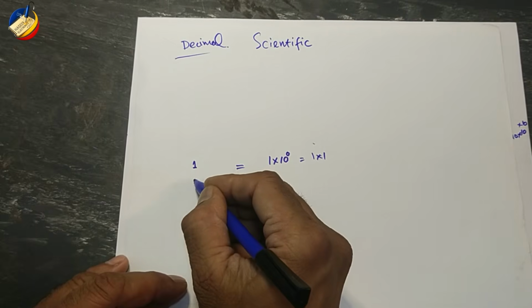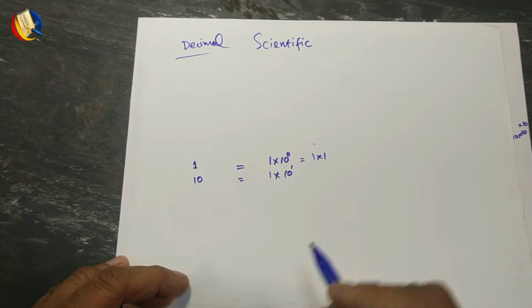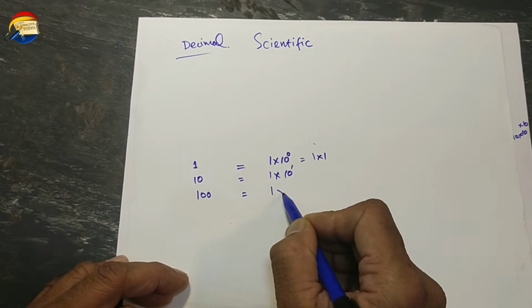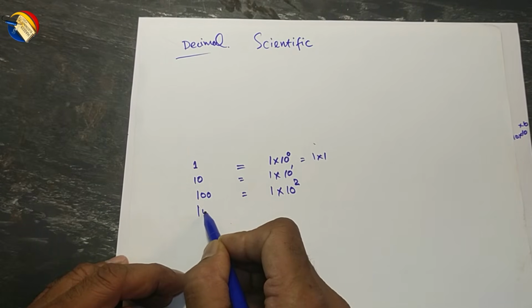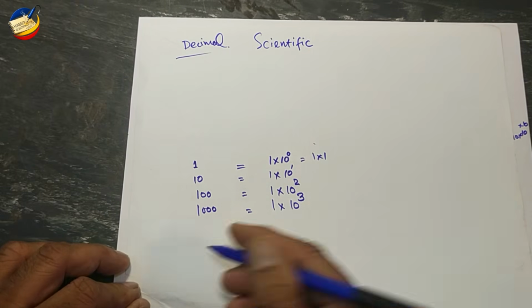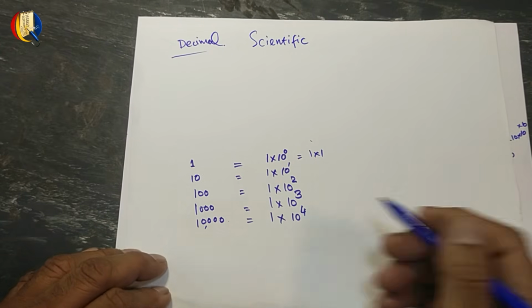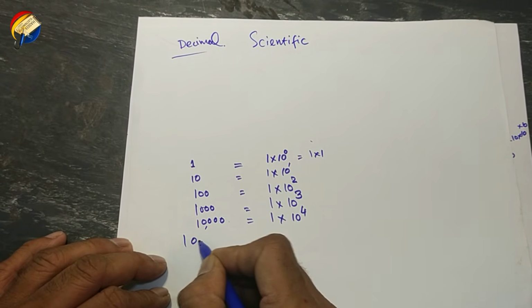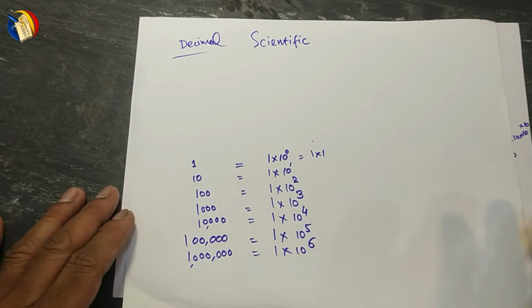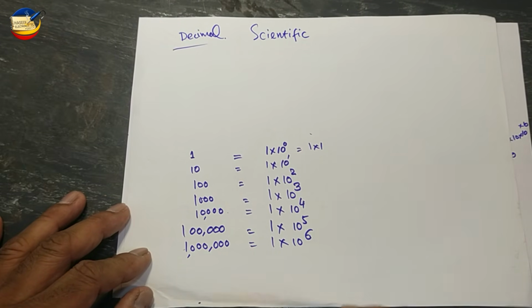So it is 1. If we have 10, 1 times 10 raised to the power 1. If we have 100, 1 times 10 raised to the power 2. 1000 is 10 raised to the power 3, exponent 3. 10,000 is 1 times 10 raised to the power 4. 100,000 is 10 raised to the power 5, and 1 million is 10 raised to the power 6. In the same way, 10 raised to the power 7, 8, 9, 10, 11, 12.